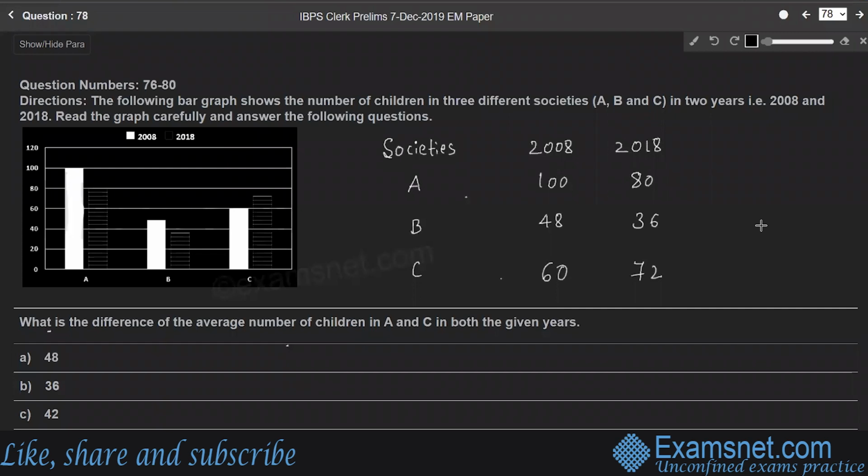Question 78. What is the difference of the average number of children in society A and C in both the given years? So in both the given years means in 2008 and 2018 together. So the total number of children in society A we need to find, and based on that total we find the average number of children. Whereas in society C also, we find the total number of children and the average.